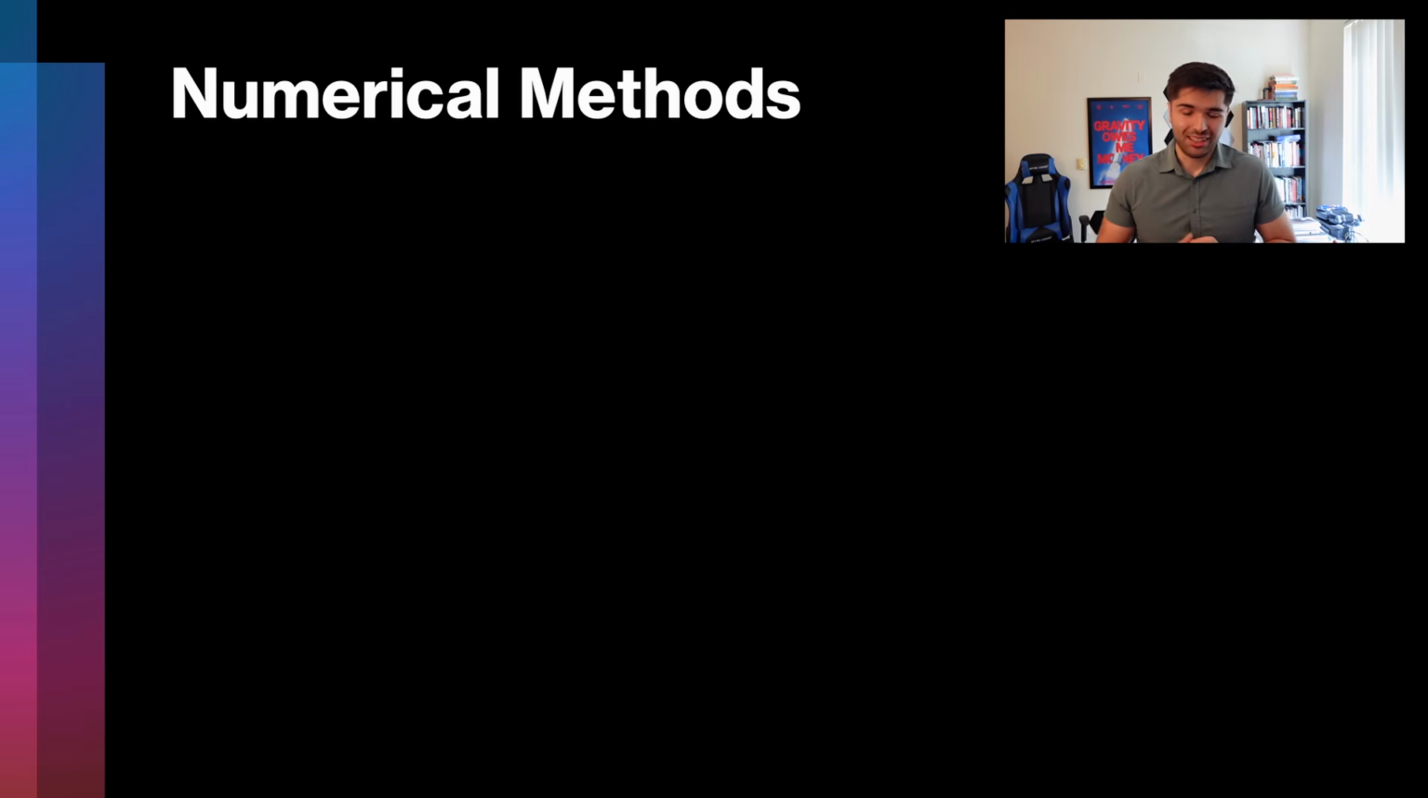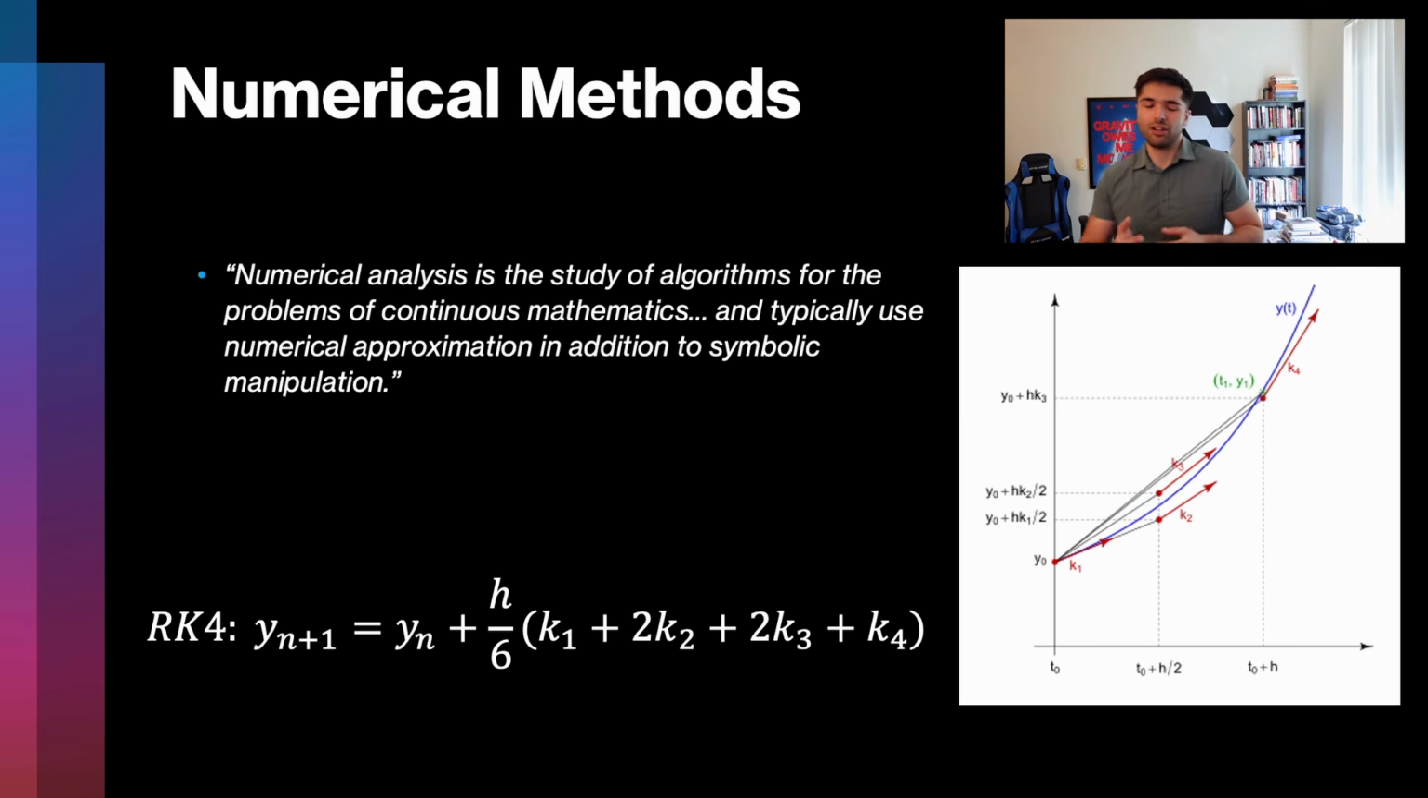Let's talk about numerical methods next. So numerical methods, or I have numerical analysis here to stick with the Wikipedia theme, is the study of algorithms for the problems of continuous mathematics. The second part here is more interesting. Typically use numerical approximation in addition to symbolic manipulation. What the hell does this mean?